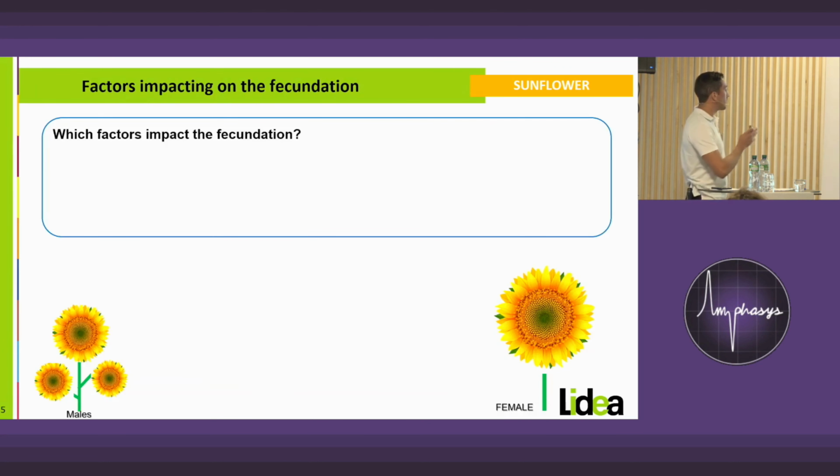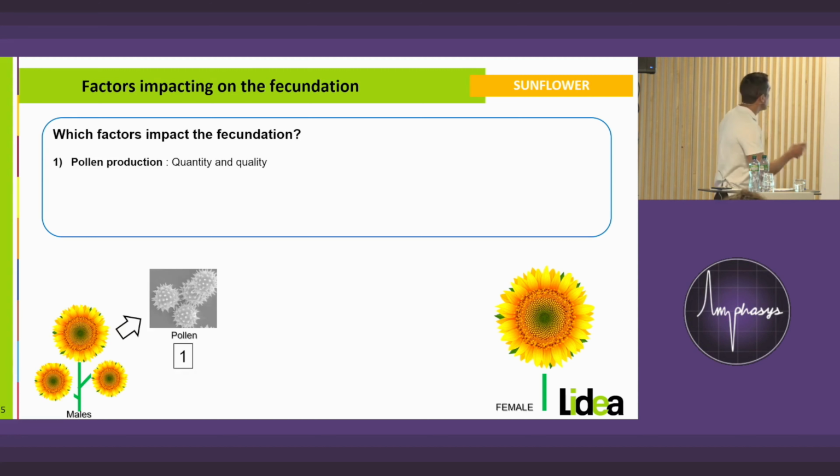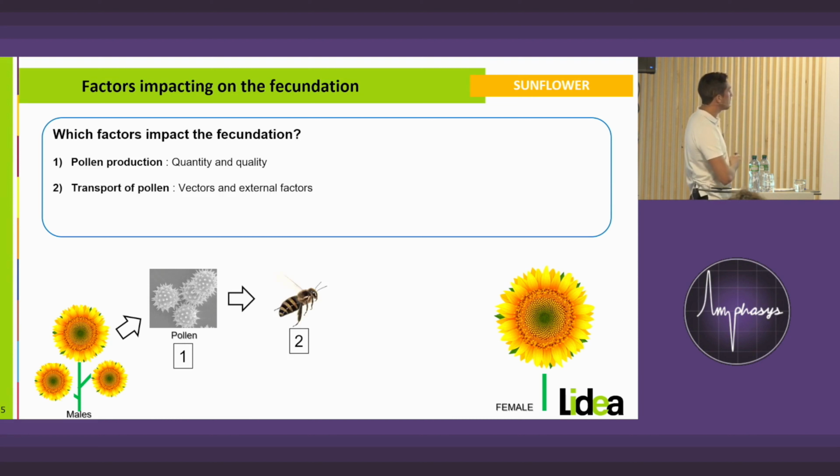So I showed that pollination or fecundation is very important, but which factors impact this fecundation? The first step is the pollen production by the male, in terms of quantity and quality. The second step is the transport of pollen by vectors from the male to the females. Vectors are bees for sunflower or other external insects. This transport could be affected by the vectors, but also by external factors like climate.